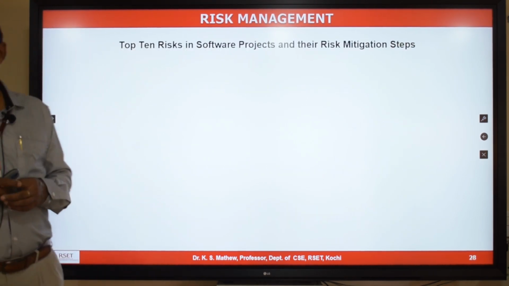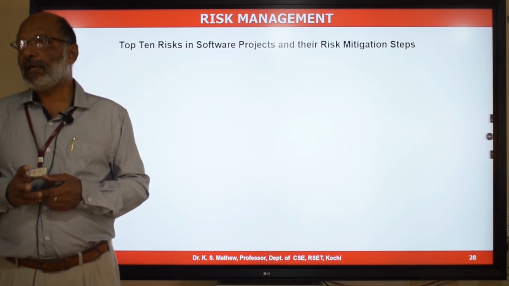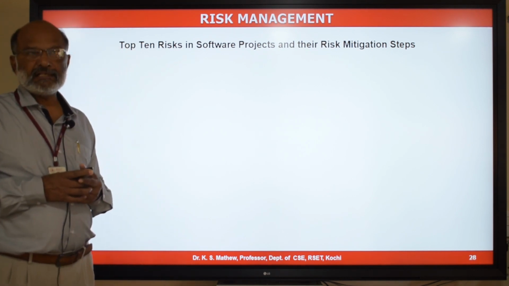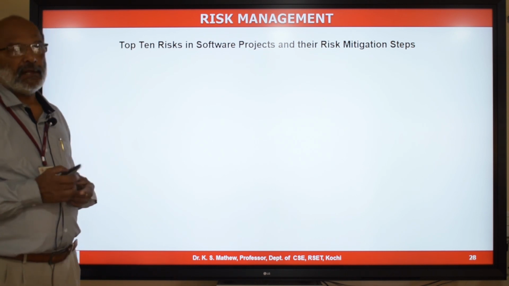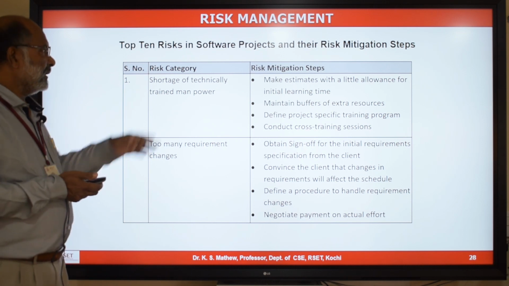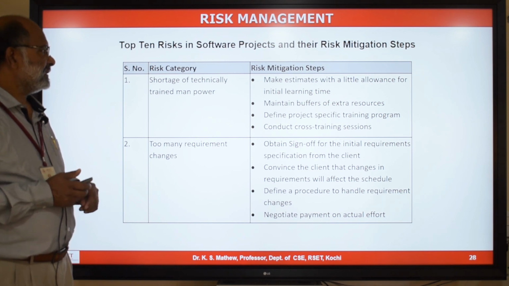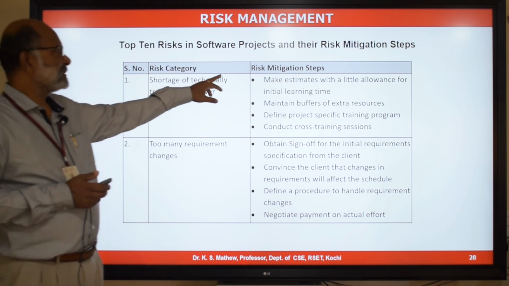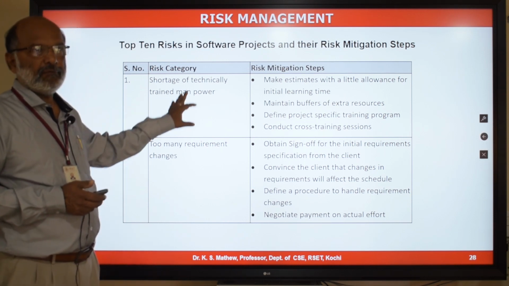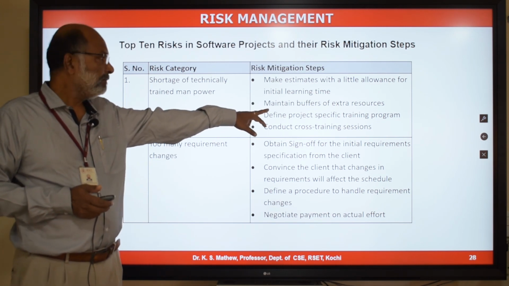Now let us look at the top 10 risks given by Pankaj Jalothe as part of his experience in Infosys projects. And let us look at what mitigation steps he suggests for those top 10 risks in software projects. Shortage of technically trained manpower. What are the mitigation steps practiced by Infosys and suggested by Pankaj Jalothe? Make estimates with a little allowance for initial learning time whenever you don't have enough technically trained resources. Maintain buffers of extra resources if practical.